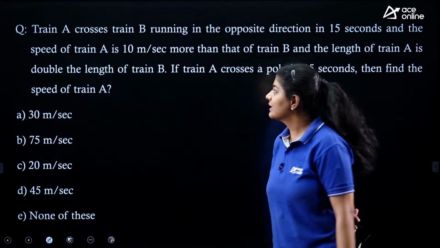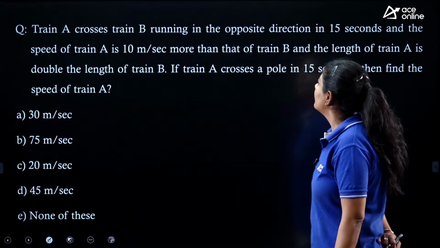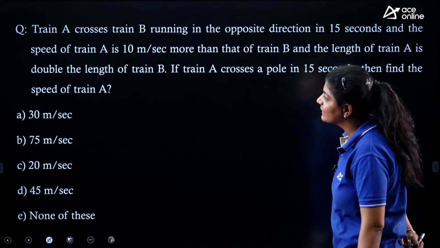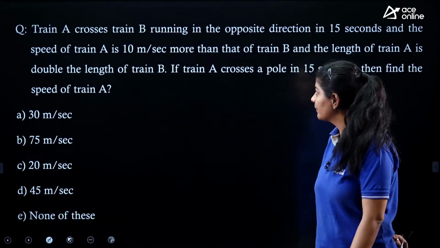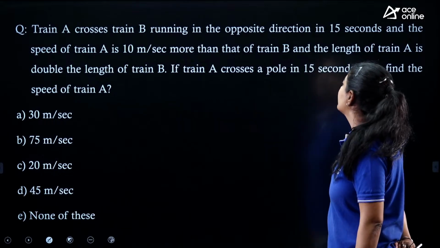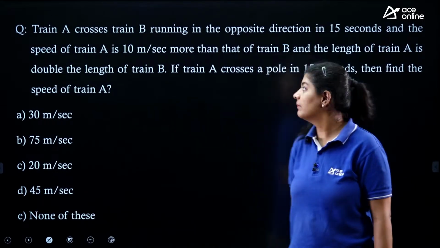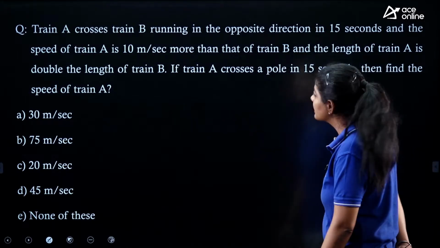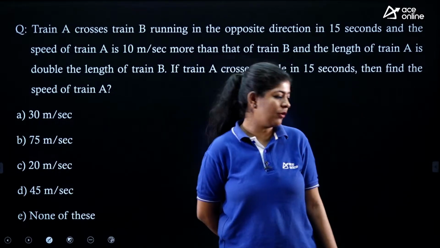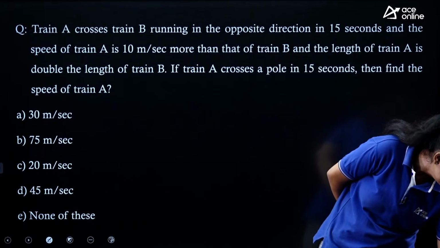The next question says that train A crosses train B running in the opposite direction in 15 seconds, and the speed of train A is 10 meters per second more than the speed of train B, and the length of train A is double the length of train B. If train A crosses a pole in 15 seconds, then find the speed of train A.